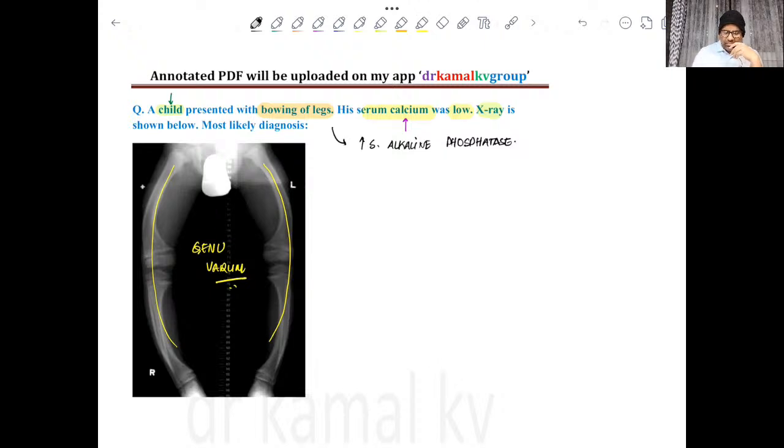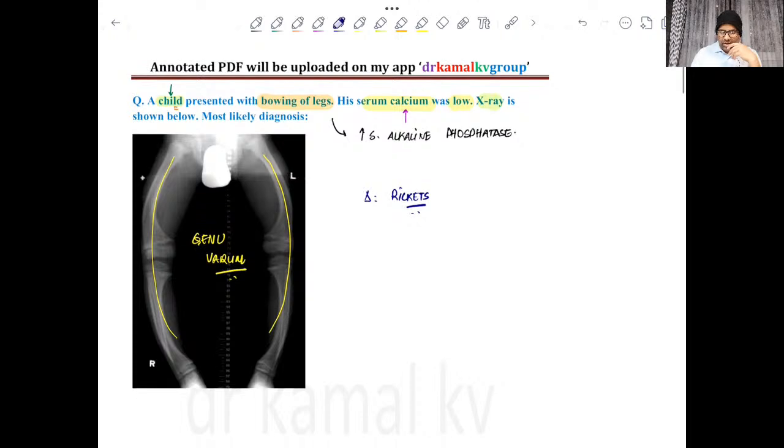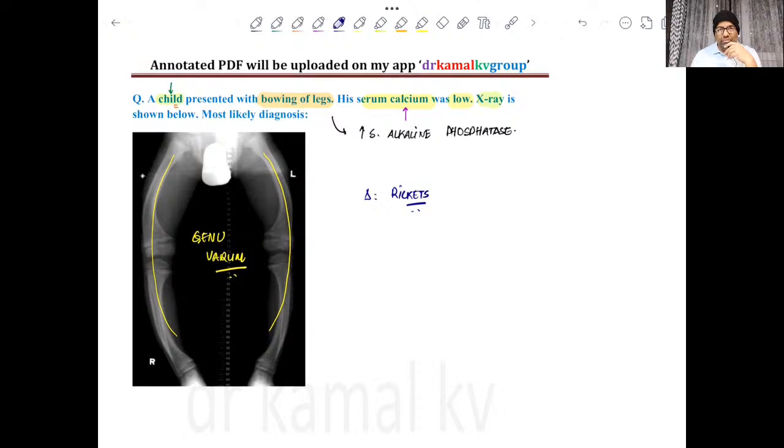And I think the moment you have a child with genu varum, there is no need to go towards anything else. Straight away you can go for the diagnosis of rickets. Clear? So I think this was a very common question which is repeated over the years. Yes, the presentation can be different, but the question was from the important topic, and I feel most of you must have marked it right. So this was about rickets.